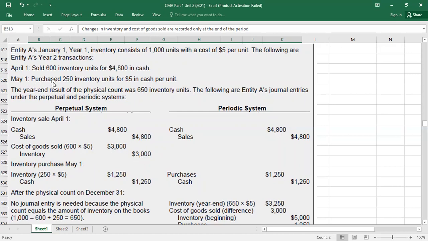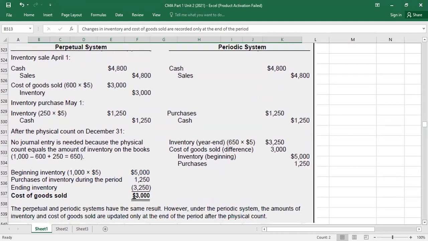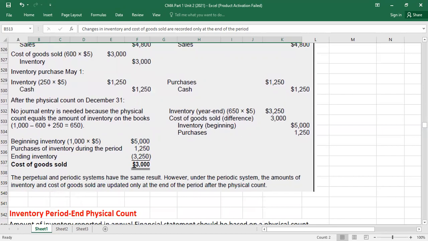On May 1 we purchased 250 inventory units for $5 in cash per unit. And as I told you, you will use here the word inventory. So debit inventories, the amount you get from 250 times $5, it is $1250, and credit will go to the cash.